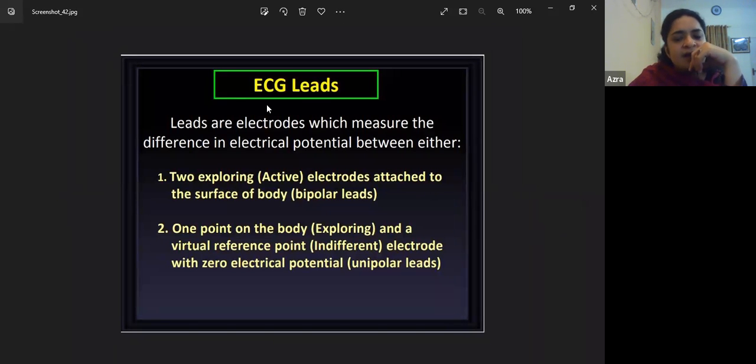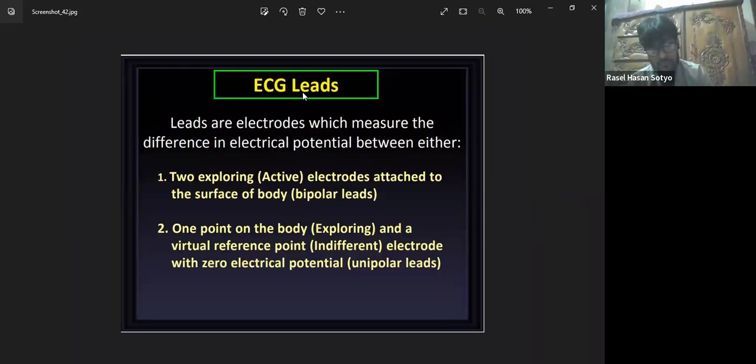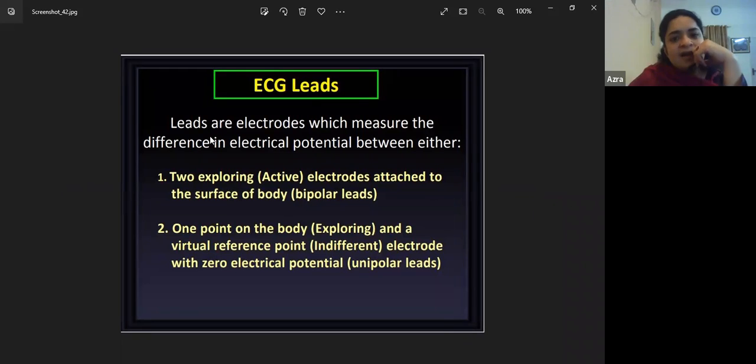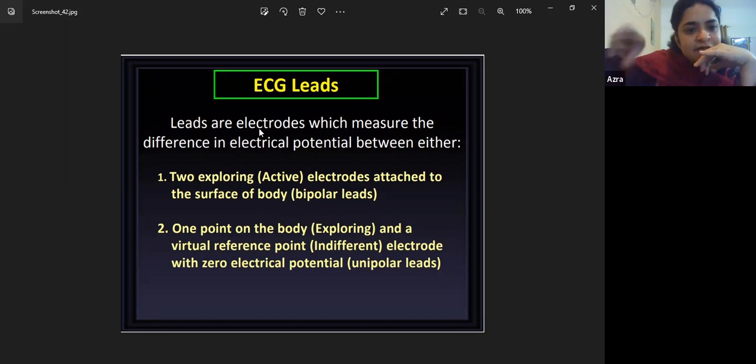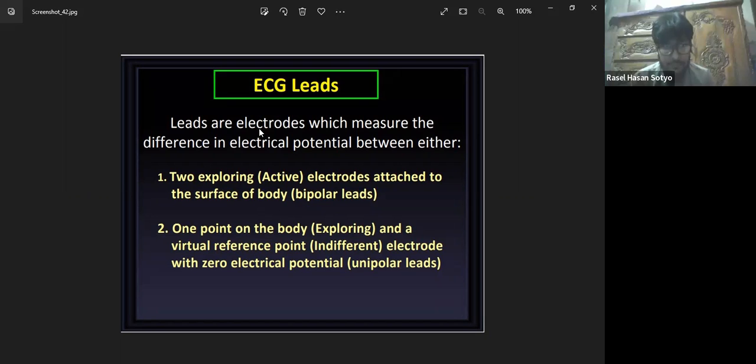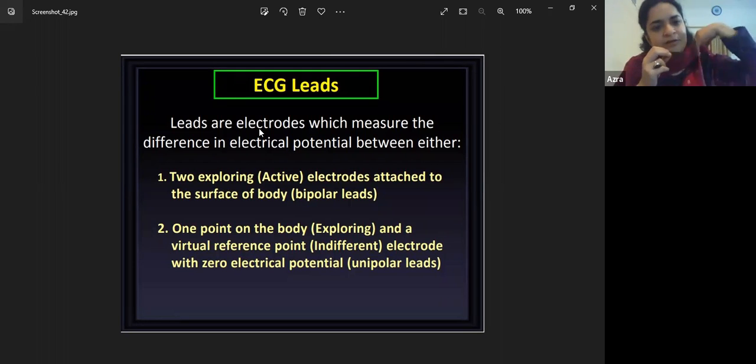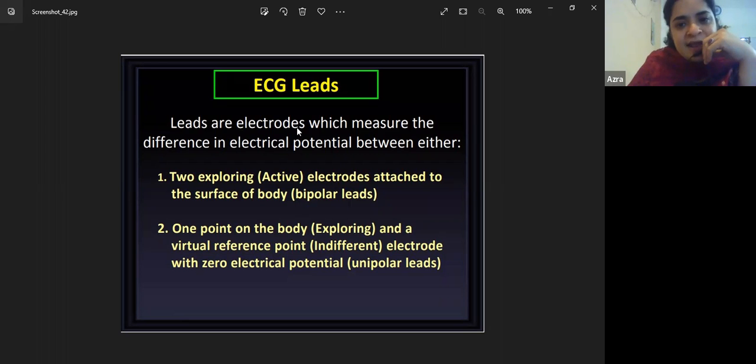Now comes to the ECG leads. ECG leads. So leads are electrodes. You have seen that leads are fixed here, and on your legs also. You have seen the ECG leads, which are connected with the wires. So leads are electrodes.